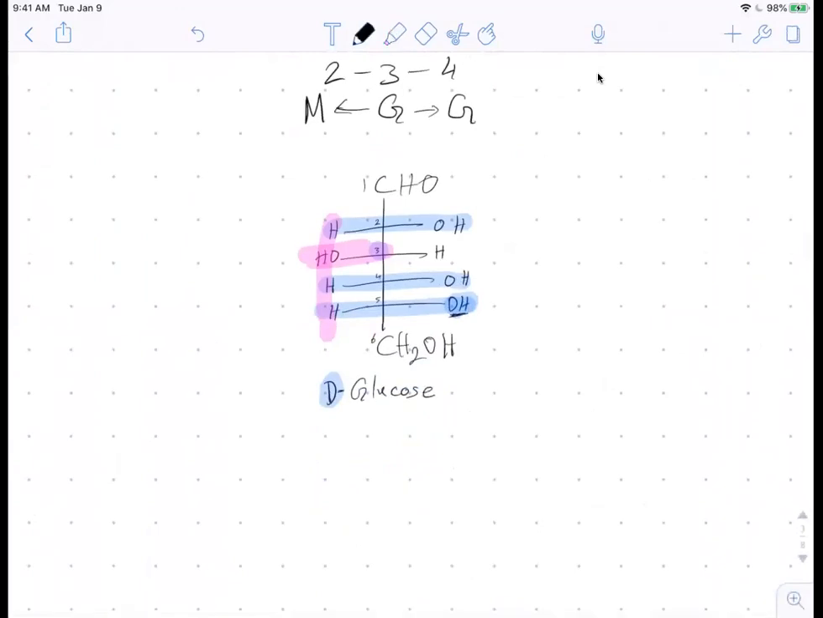What we'll be looking for, if we're given a Fischer projection for D-glucose, first we'll be looking at the OH on the last chiral carbon, right? The first and the sixth, they're not chiral. They don't have four unique motifs or four unique anything hanging off of it. But the four in the middle are chiral carbons, chiral meaning it has four unique things connected to it.